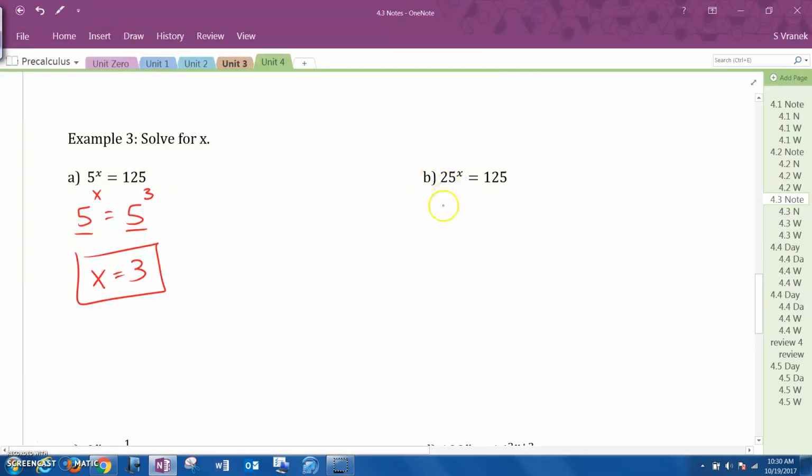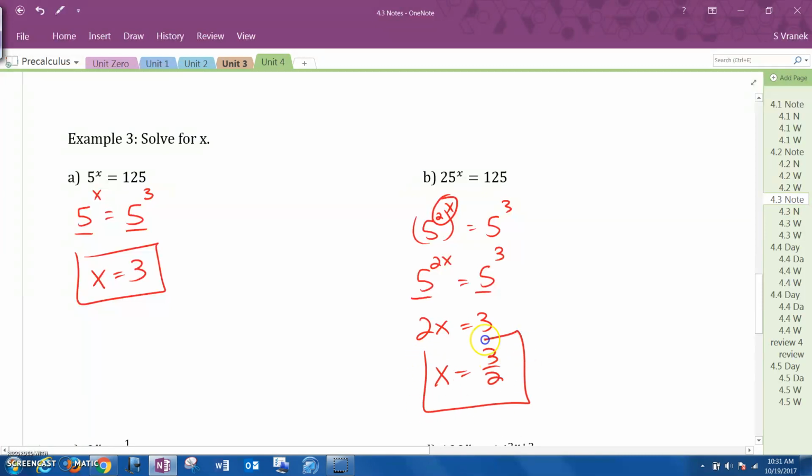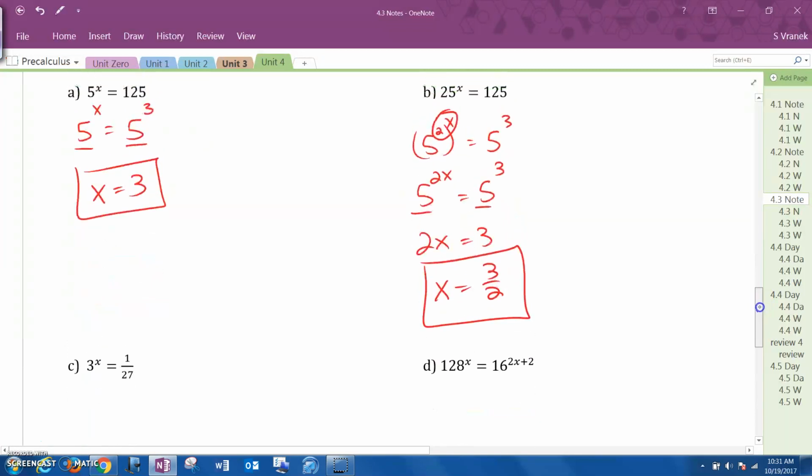Next problem, 25 is 5 squared, and 125 is 5 cubed. Again, we have to find a common base. What happens here is power to a power, this becomes 5 to the 2x equals 5 to the third. Now that the bases match, we can set the exponents equal. 2x equals 3. Now you have to solve for x, so we get x is equal to 3 halves, or you could tell me 1.5. All right?